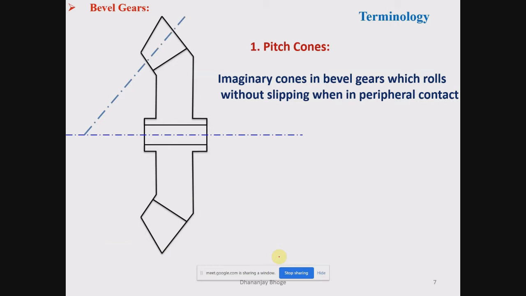To draw the axis of first teeth, extend it downward. So what we get? Triangle OAB. This triangle represents the pitch cone. Triangle OAB represents the pitch cone.